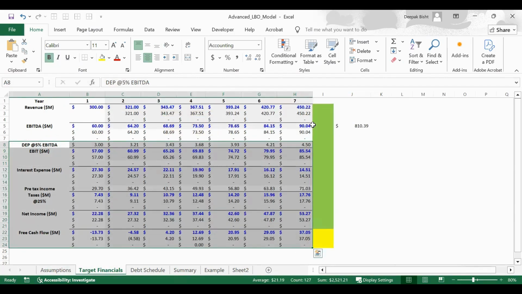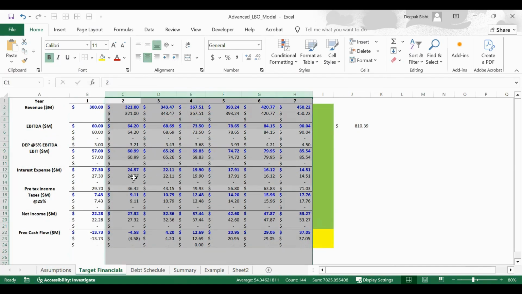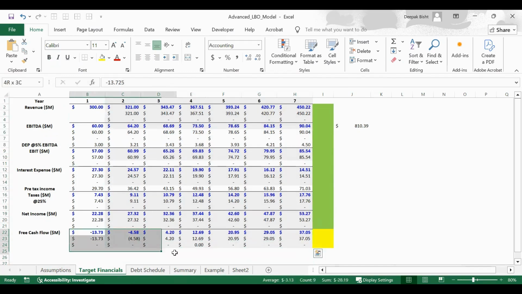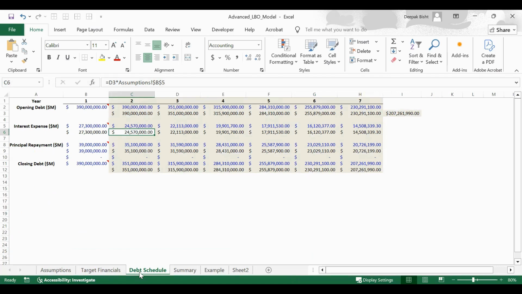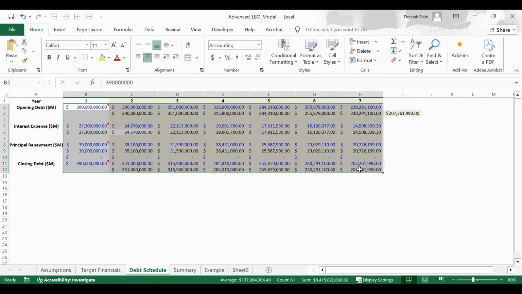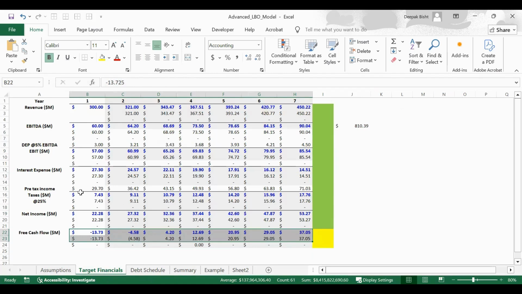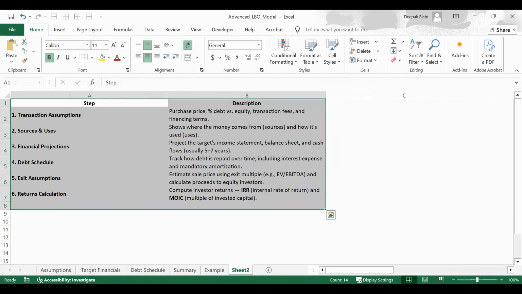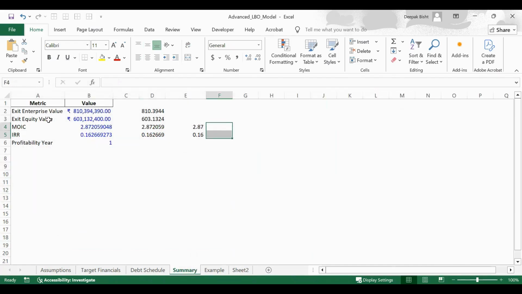Afterwards, we are going to forecast the financials of the target company. Then we are going to calculate the free cash flow portion. The interest component will help us to forecast our interest expenses here. That schedule will help us to calculate our interest expense. And then we will go to the summary part, where we are going to calculate the return calculations.